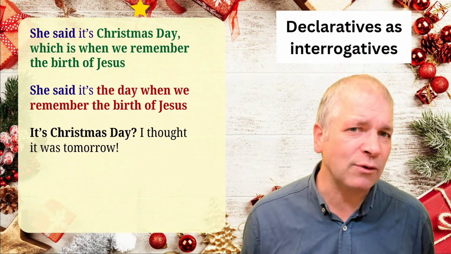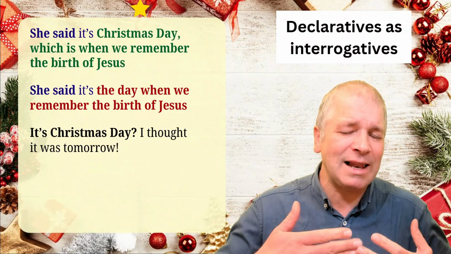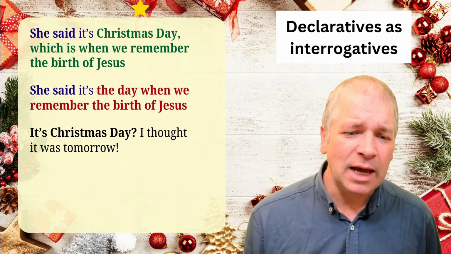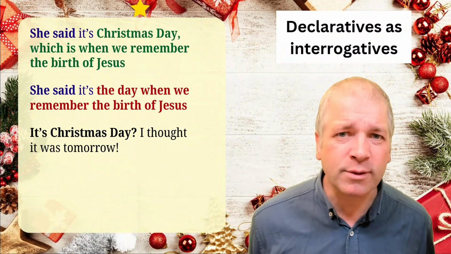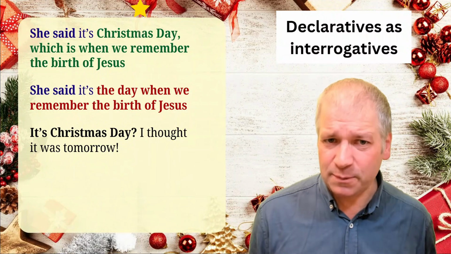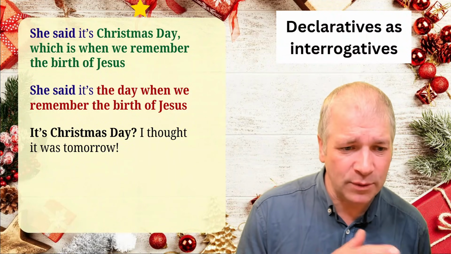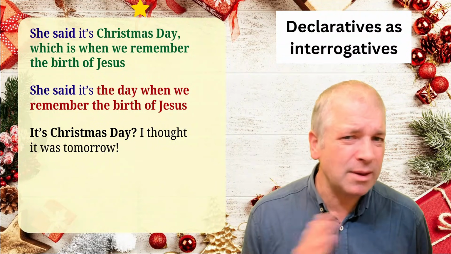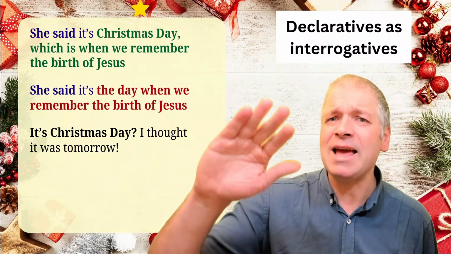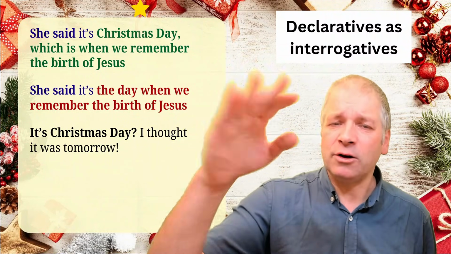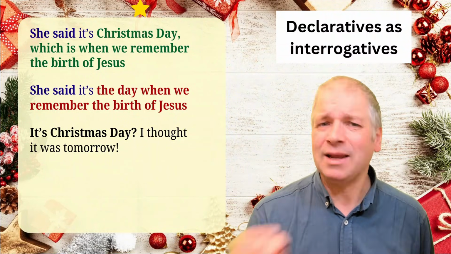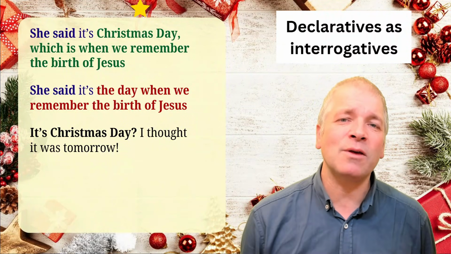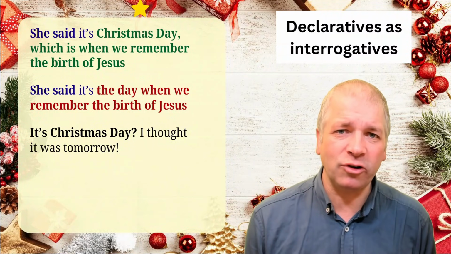Now, we can also have clauses where we have declaratives that actually act as interrogatives. It's Christmas Day? I thought it was tomorrow. It's Christmas Day has the declarative form. We start with the subject, then the verb. But here it's turned into a question simply by the intonation. It's Christmas Day? We go up at the end rather than going down for a normal statement. It's Christmas Day. That's the statement. It's Christmas Day? That's the interrogative, the question.